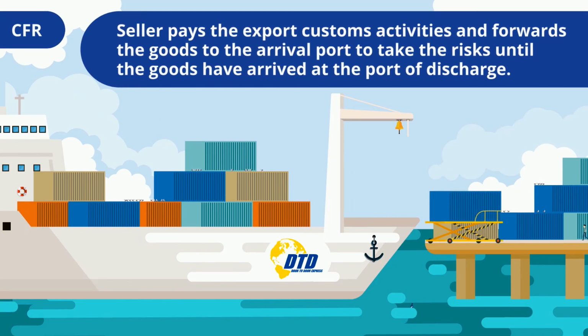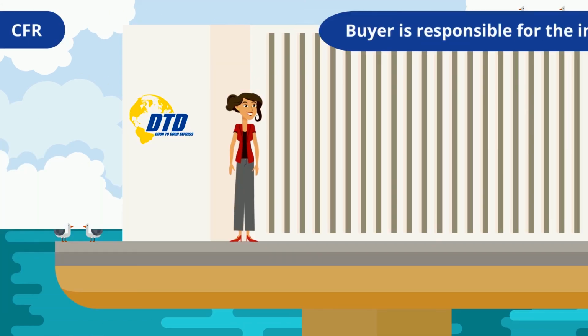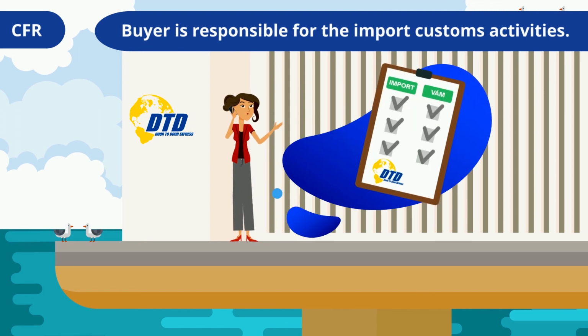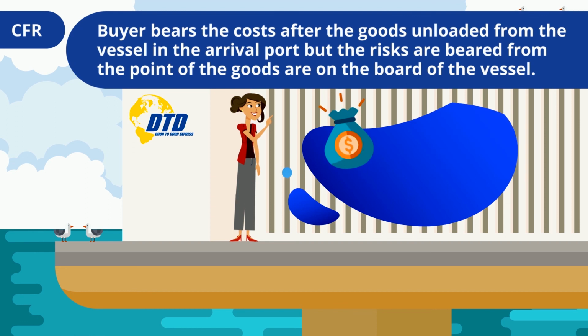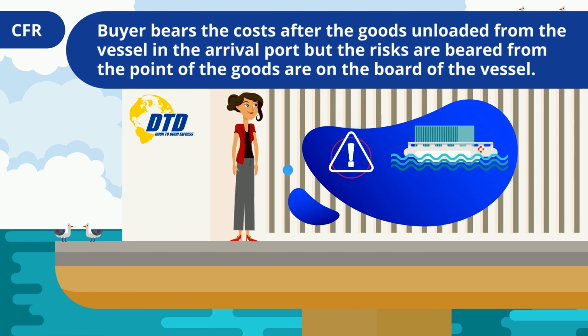CFR. Seller pays for the export customs activities and forwards the goods to the arrival port, taking the risks until the goods have arrived at the port of discharge. Buyer is responsible for the import customs activities. Buyer bears the costs after the goods are unloaded from the vessel in the arrival port, but the risks are borne from the point the goods are on board of the vessel.